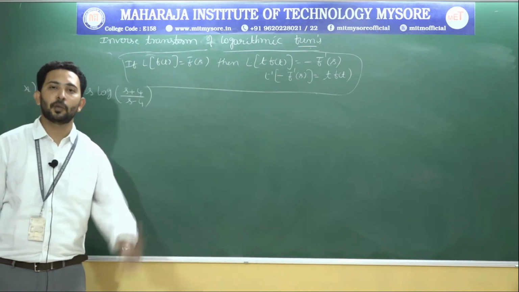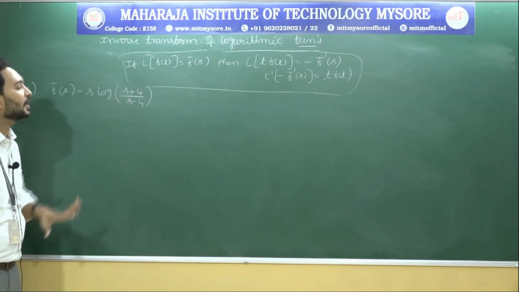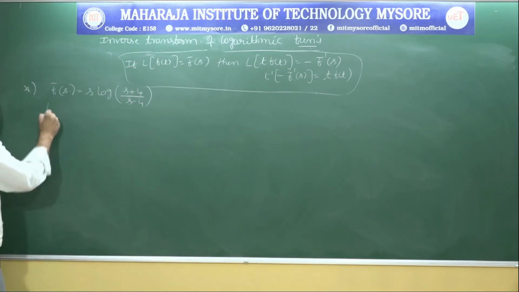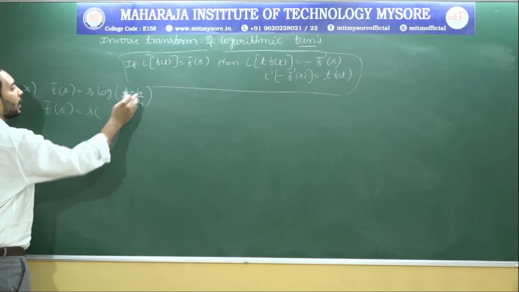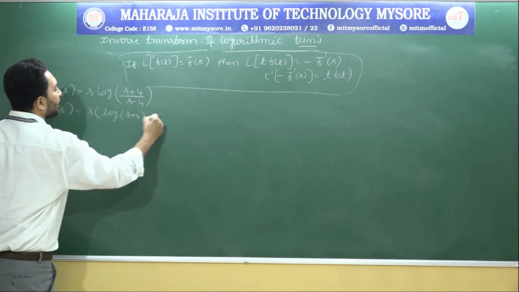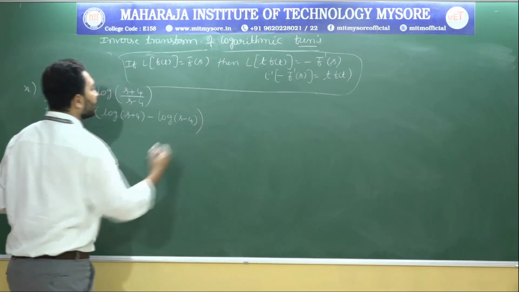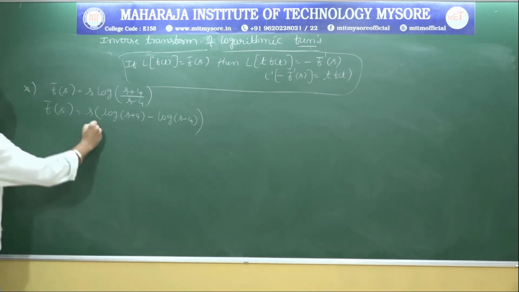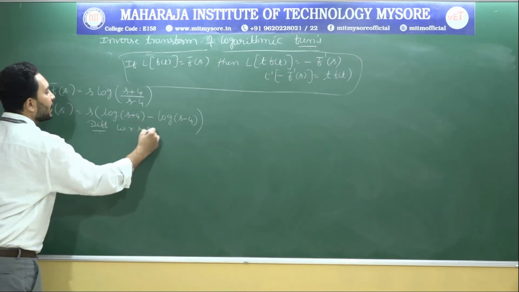Now I have taken one more problem. See, here we have s log of s plus 4 by s minus 4. Then what is f bar s now? It is s into log of m by n, log of m minus log n, that is log of s plus 4 minus log of s minus 4. So differentiate this with respect to s.